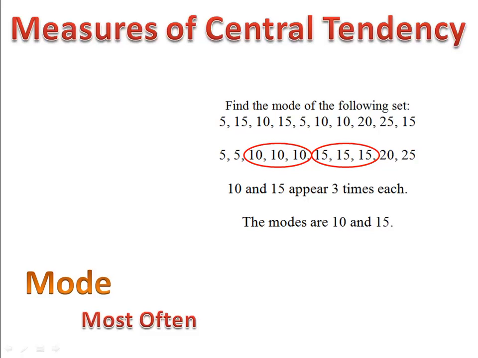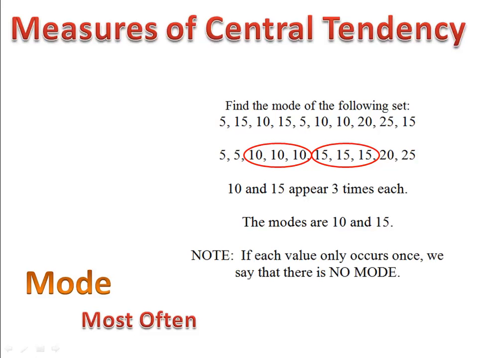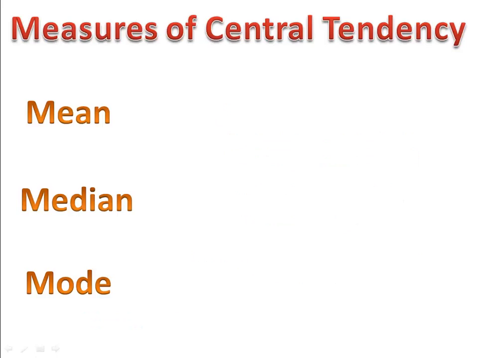It's important to note that if you did have no number that repeated more than once, you would have no mode. So if there are no repeats in your list, you have no mode. So with all these measures, how do we know which one is the best to describe our information? And why exactly do we need more than one anyway?